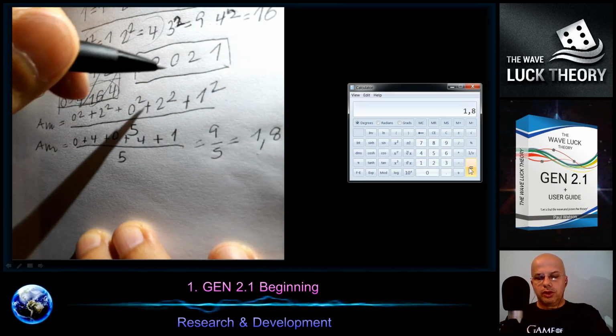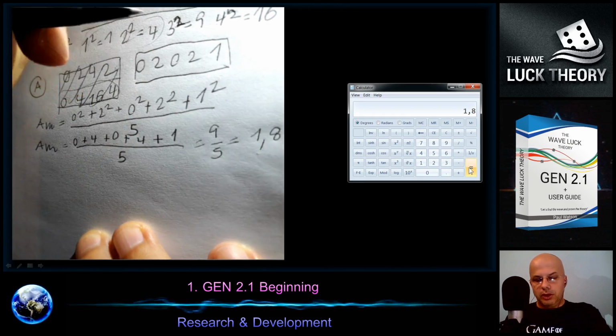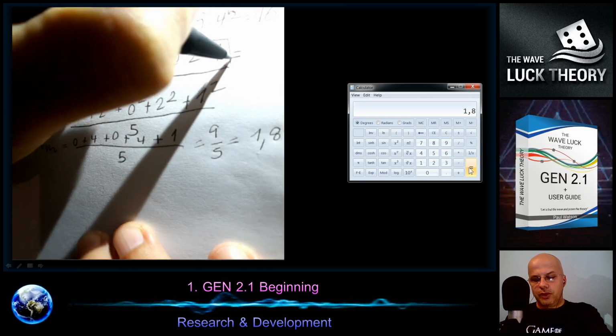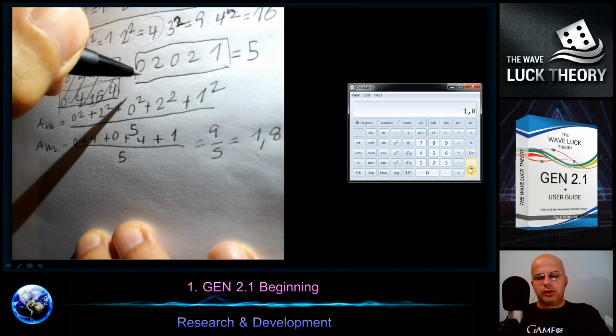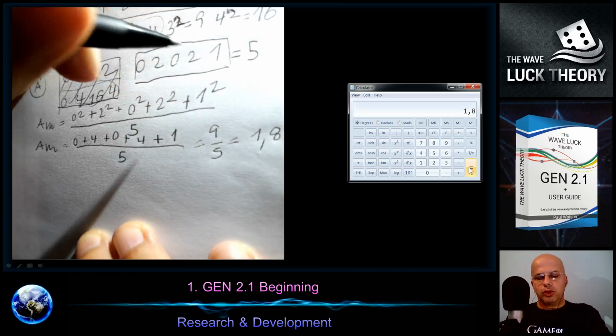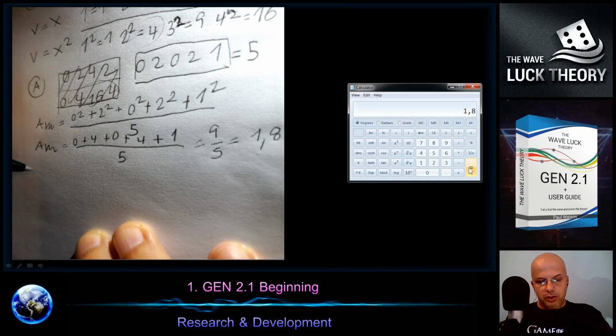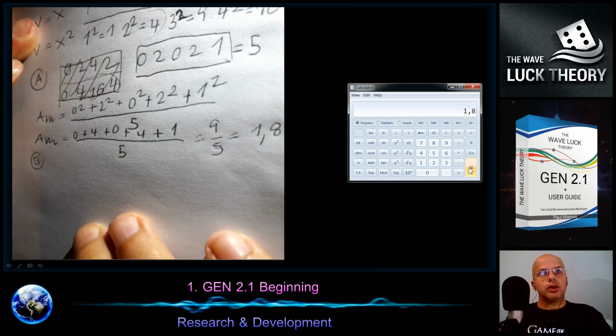And if we do it the old way, the sum is 0 plus 2 plus 0 plus 2 plus 1, which is 5. But the scenario B, we'll move it a little bit more up.